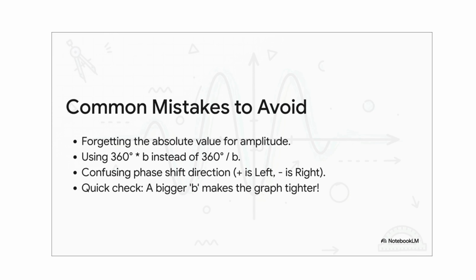Hey, you want to know the most common mistakes people make? Let me give you the cheat sheet so you can avoid them. First, amplitude is a height, so it's always positive, even if there's a negative sign out front. Second, remember the period formula is 360 divided by b, not multiplied. Third, don't forget that weird phase shift rule. Plus is left, minus is right. And last, remember that a bigger b value makes the wave tighter and faster, not wider. Keep those in mind and you'll sidestep all the common traps.